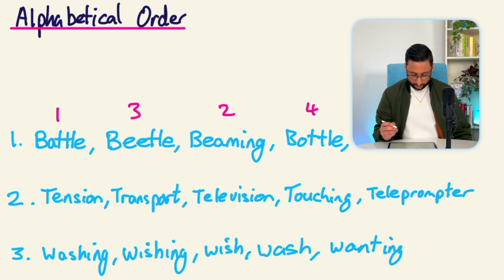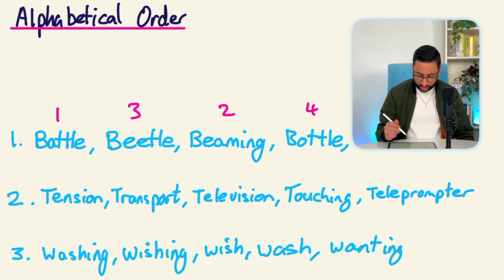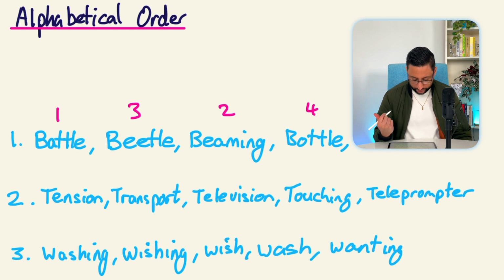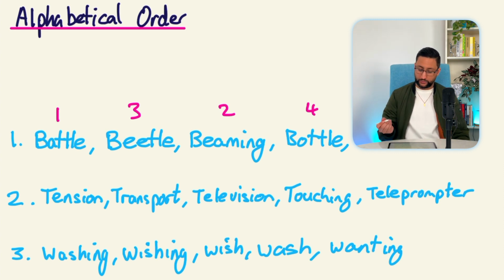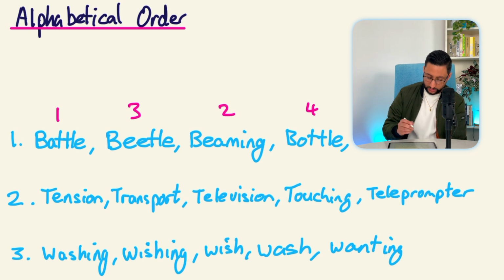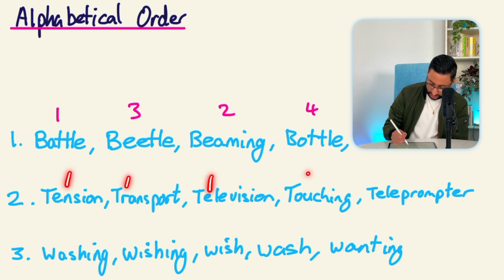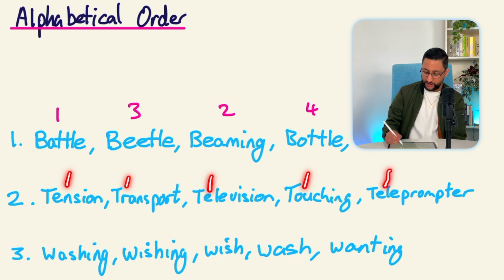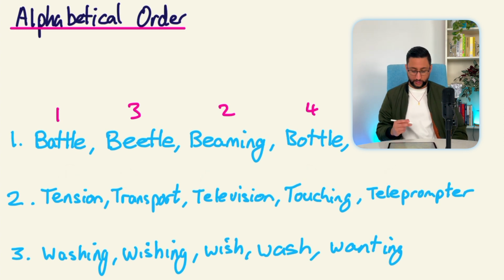Question 2. Tension, transport, television, touching, and teleprompter. So all T words, we're going to look at letter number 2: E, R, E, O, E. So the letter that comes first in the alphabet out of these is E, but we have 3 E words, and we only have 2 words where E is not the second letter. So I'm actually going to start at the end for this one.